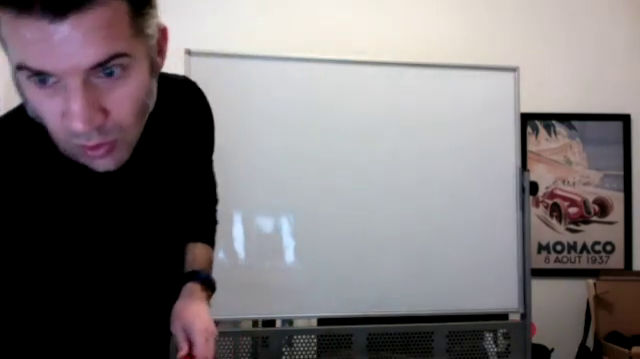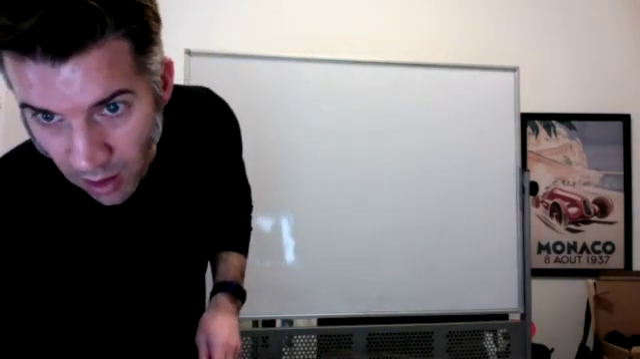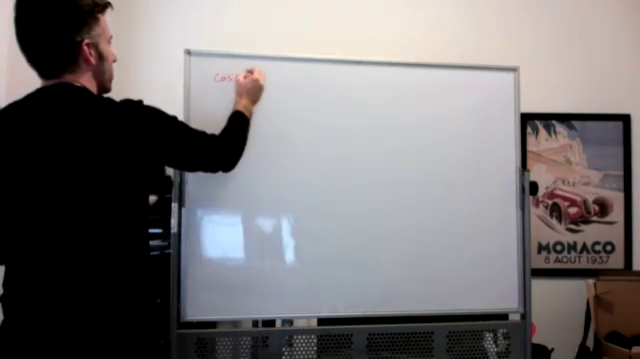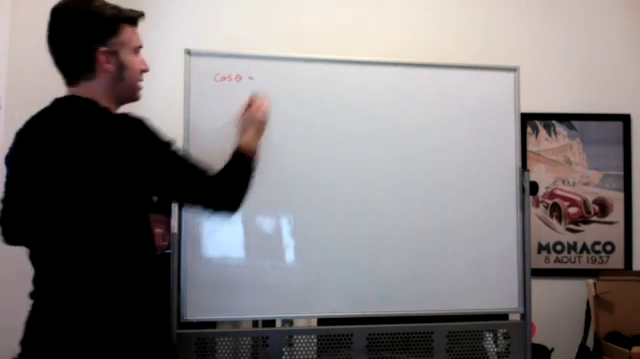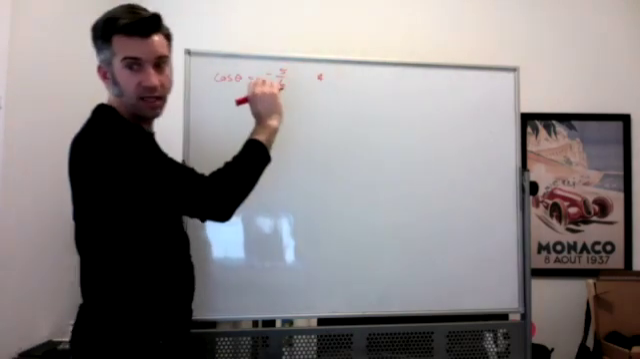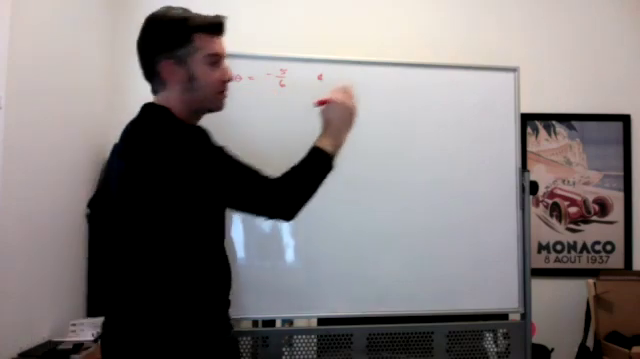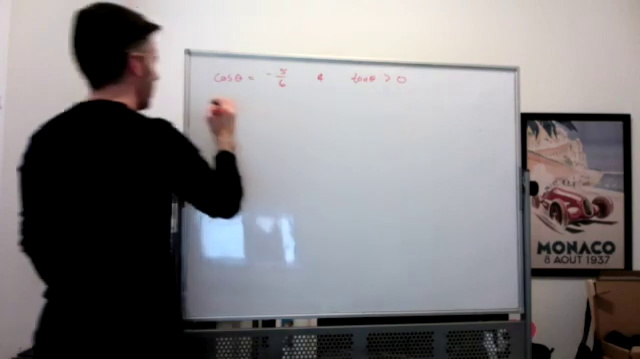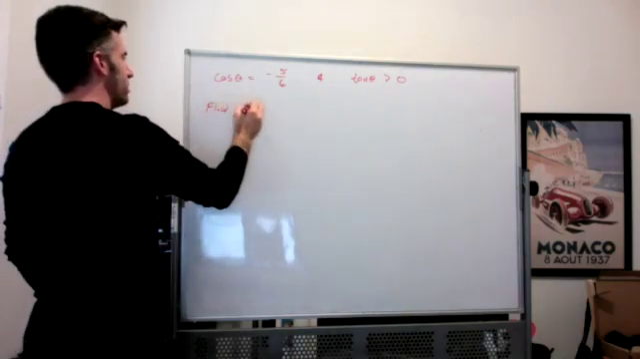Let's say I want to find, yeah. So I'm given that cosine of theta is equal to -5/6. And I'm also given that tangent of theta is positive. I want to find sine of theta.